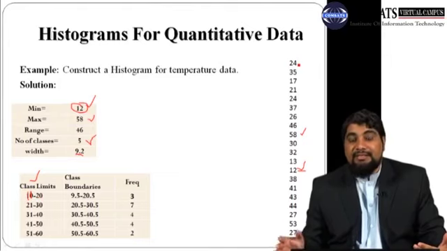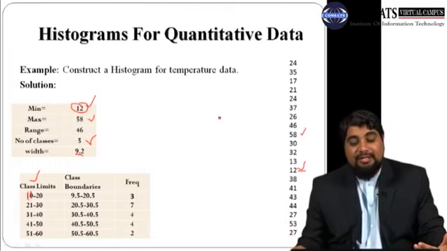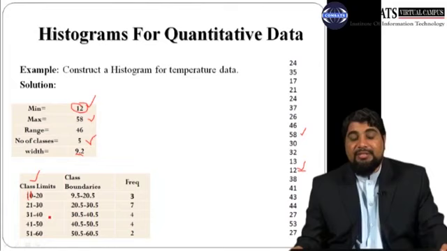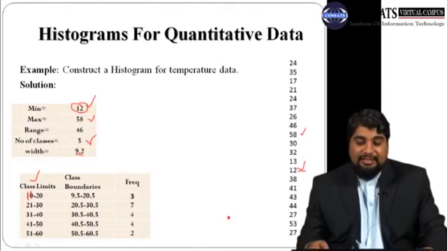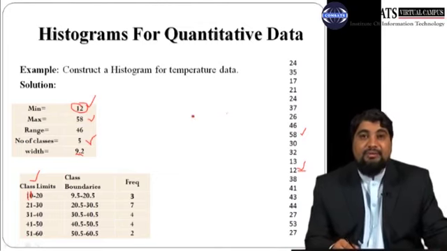So you can use the tally-bar method to calculate the frequencies. Here there are 3 days having temperature from 11 to 20 degrees centigrade. There are 7 days having temperature from 21 to 30. There are 4 days having temperature 31 to 40, and 4 from 41 to 50, and 2 from 51 to 60. Remember that in order to construct a histogram, we need to calculate class boundaries.